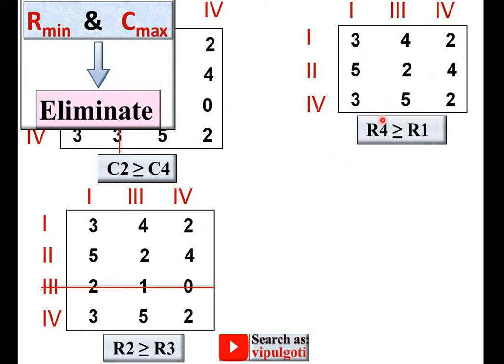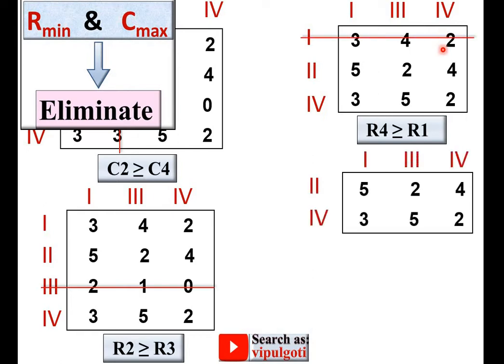Once again I can say row 4 is greater than or equal to row 1. And according to this note, row minima should be eliminated. So row 1 should be eliminated. That means I am going to eliminate this one. So your remaining payoff matrix is this one.